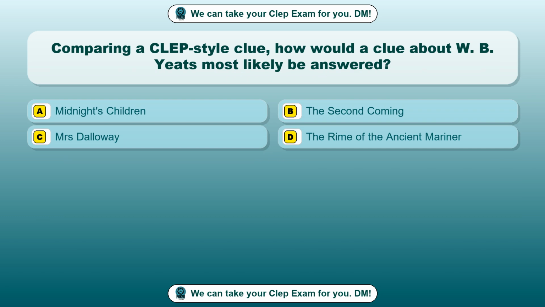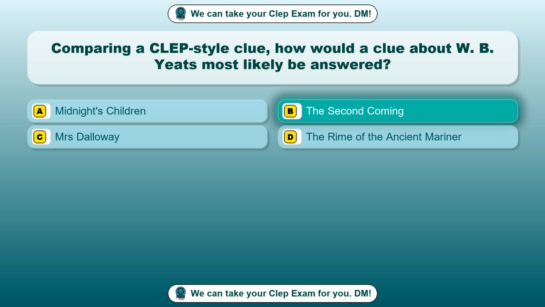Question 81. Comparing a CLEP-style clue, how would a clue about W.B. Yeats most likely be answered? Option A, Midnight's Children. Option B, The Second Coming. Option C, Mrs. Dalloway. Option D, The Rime of the Ancient Mariner. The correct answer is option B, The Second Coming.